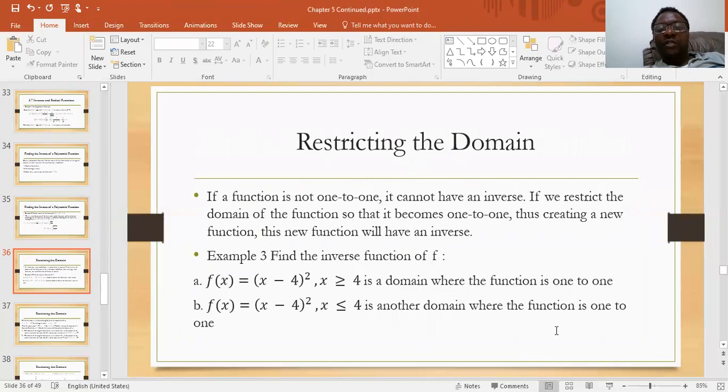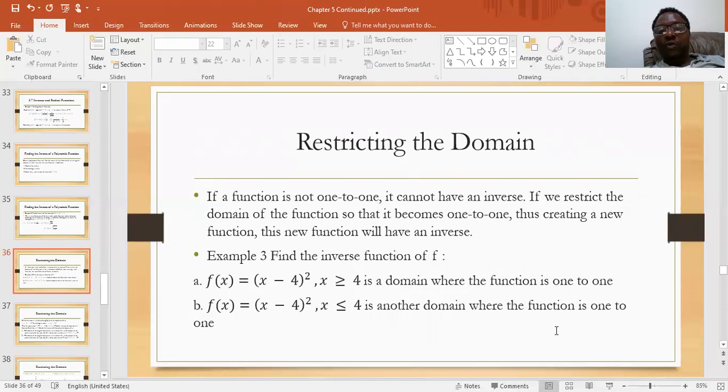So if a function is not one-to-one, it cannot have an inverse. A function is invertible only if it is one-to-one. So to define the inverse of a function which is not one-to-one, we will want to restrict the domain so as to make it a one-to-one function.